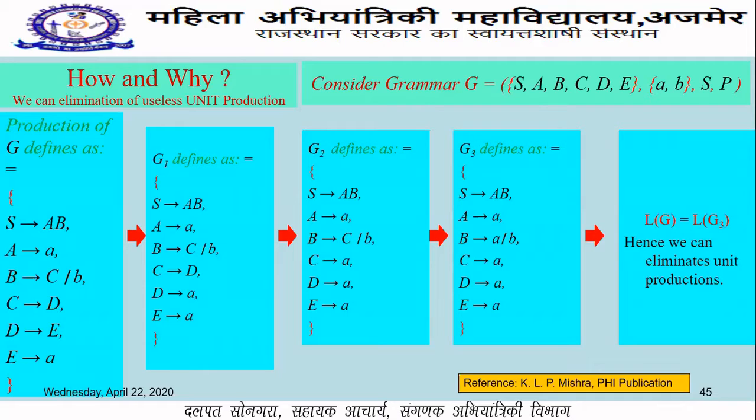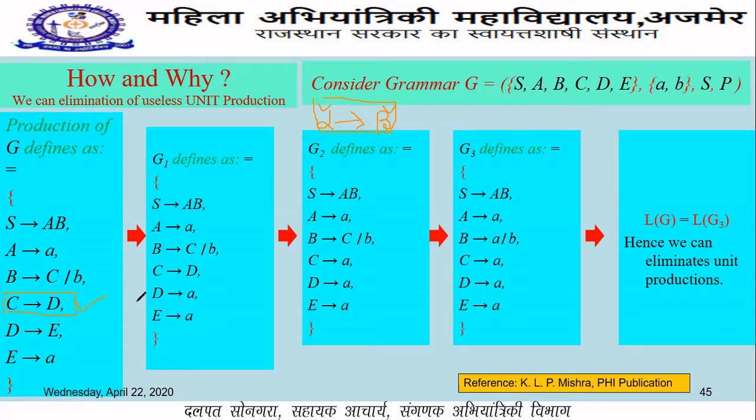Before this, we again recall what a unit production actually is. A production in a context-free grammar having the form alpha tends to beta, where both sides have exactly one variable, is known as a unit production. You can see C tends to D. This is the unit production. Hope this is clear.